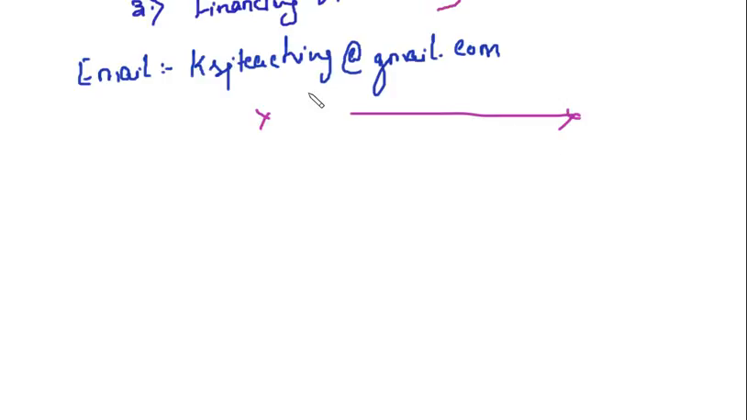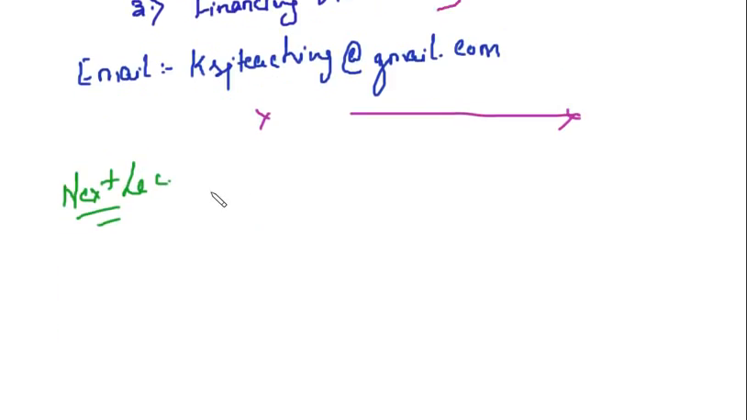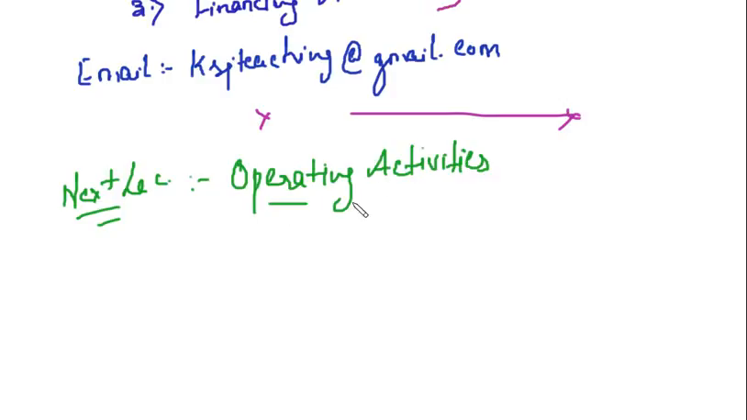Okay. So this is all for this lecture. In the next lecture, having just told you the 3 activities, operating, investing, and financing, I will start with operating activities: what are operating activities and how we are going to prepare the cash flow statement for operating activities. Clear, friends? So that's all for this lecture. Thank you so much.